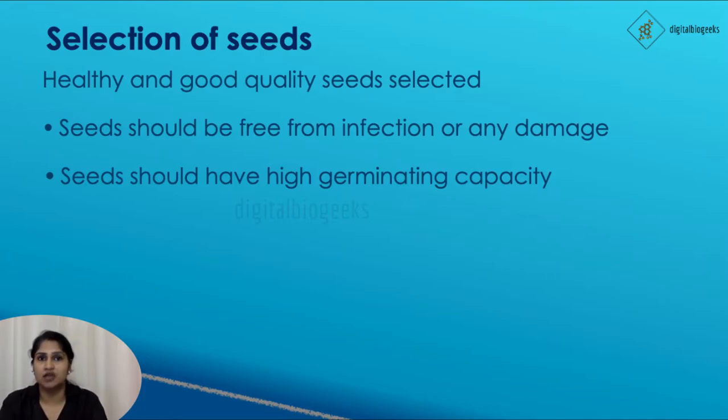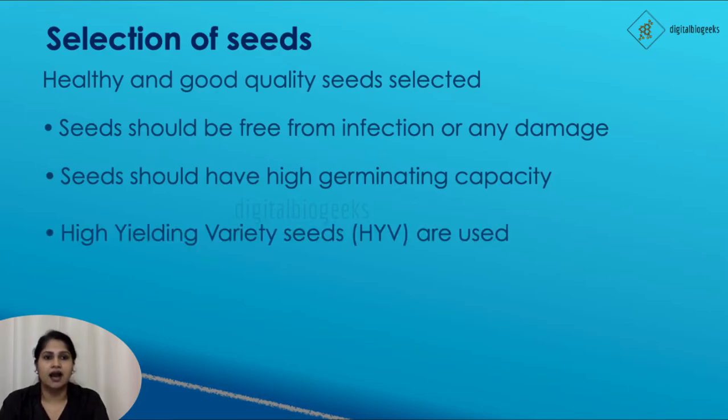Germination means the growth of a plant from the seed. There are different methods available to check the germinating capacity. High yielding variety seeds are used by the farmers to get high yields.